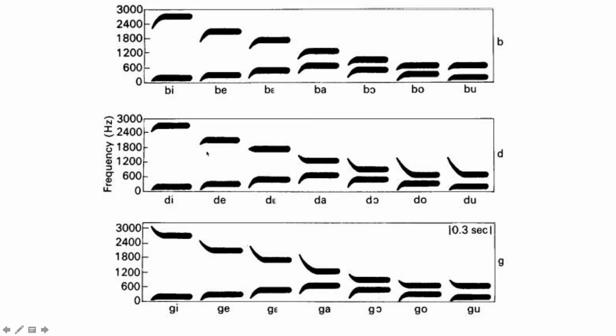So the consonant that happens before the vowel will actually change the nature of the acoustics of the vowel itself, which is part of how we hear a consonant. We're really listening for the consonant's effect on the following vowel.